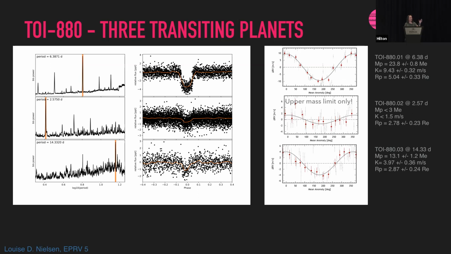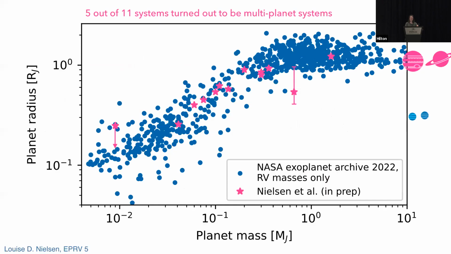But just to let you know that we can get the mass of the inner and the outer planet, and for the middle planet we can only get an upper mass limit as it is right now. The star seems to be quite inactive, so it's quite easy to deal with. All right, I'll wrap up, Jen.